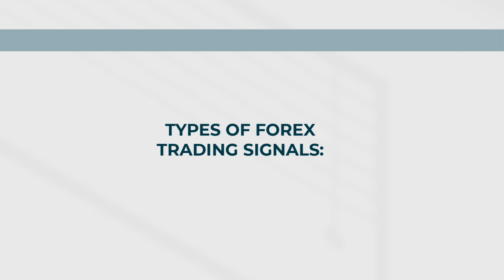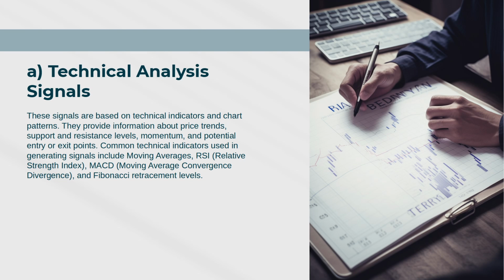Types of Forex trading signals. A. Technical analysis signals. These signals are based on technical indicators and chart patterns. They provide information about price trends, support and resistance levels, momentum, and potential entry or exit points. Common technical indicators used in generating signals include moving averages, RSI or relative strength index, MACD or moving average convergence divergence, and Fibonacci retracement levels.